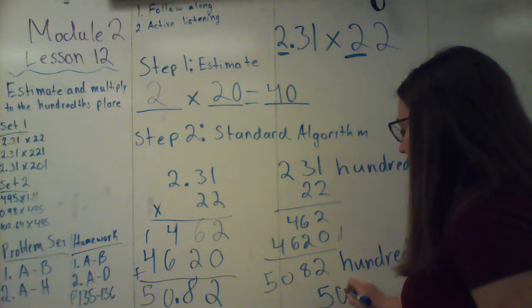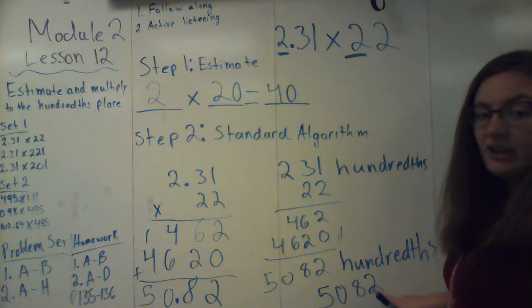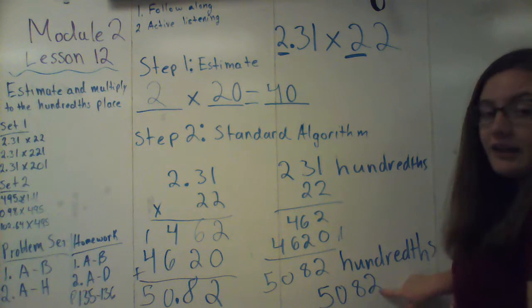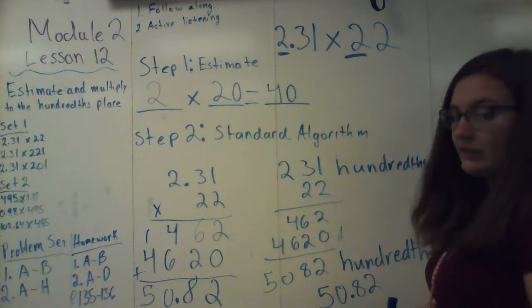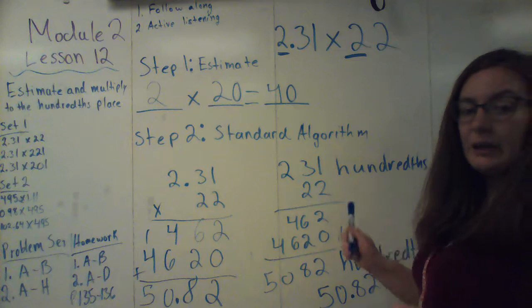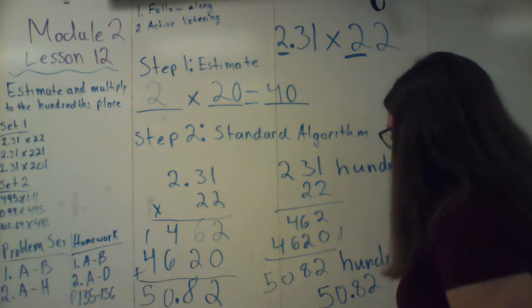So if I had 5,082 and I know that this 2 needs to be in my hundredths place, this is in my hundredths, this is in my tenths, which means that my decimal has to go right here. So whichever way helps you out, that is the way you can do your standard algorithms for today.